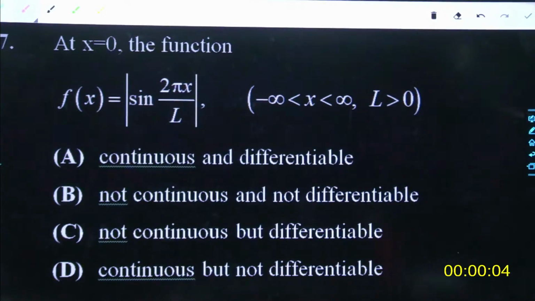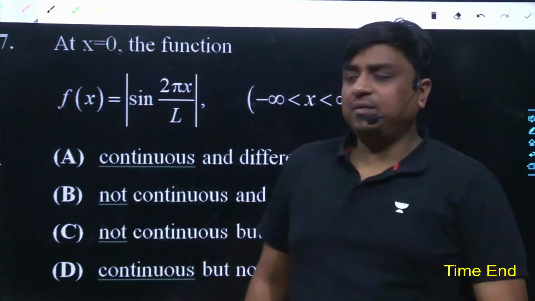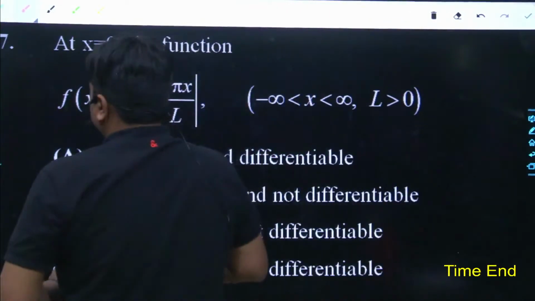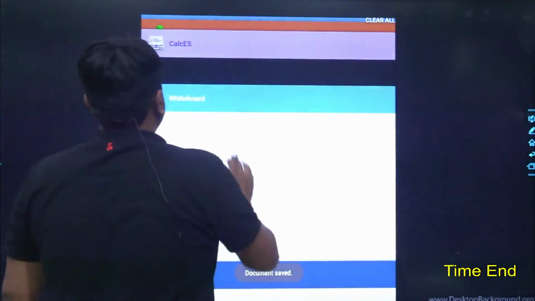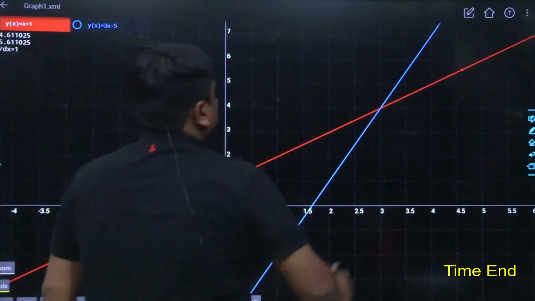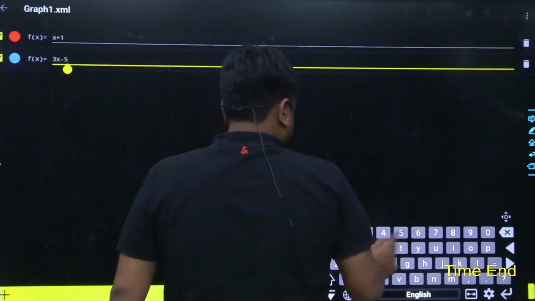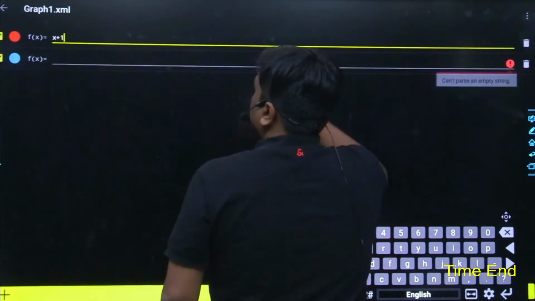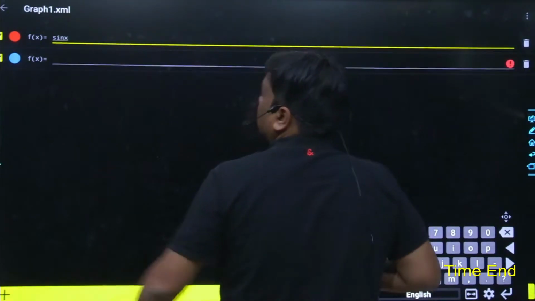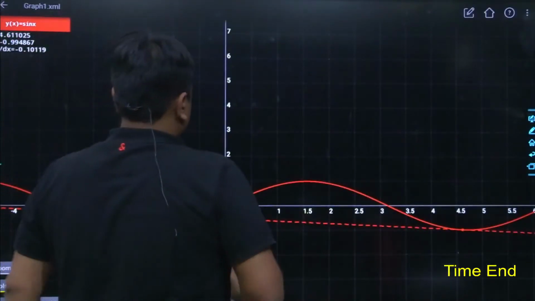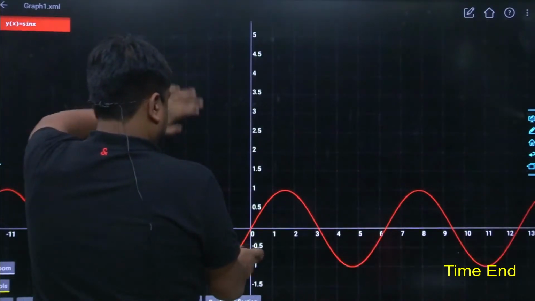Anyways, forget about sine of 2 pi x divided by L. Let me focus on the sine of x first. Let me go back into my calculator. So here comes the sine of x. Let me remove these two functions which we had used earlier, and let me take this as sine of x. See how the sine of x would look. This is going to be sine of x.